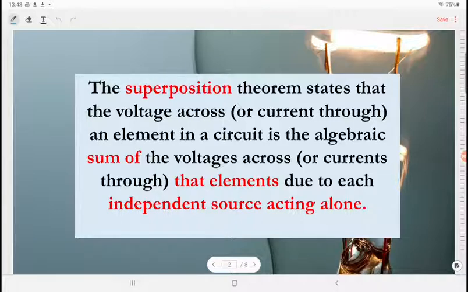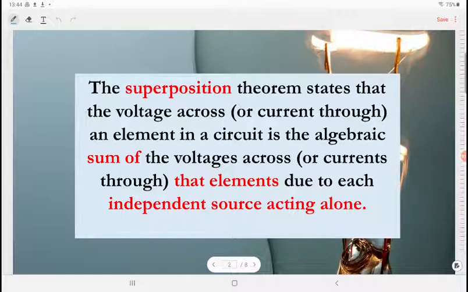Actually, superposition is another technique that you can use instead of using mesh or nodal analysis. So you also can use the superposition theorem in order to find the voltage or the current value for the circuit. Superposition can be applied for a circuit that has more than one source. That's why we call it superposition: by assuming at one time only one source is active.